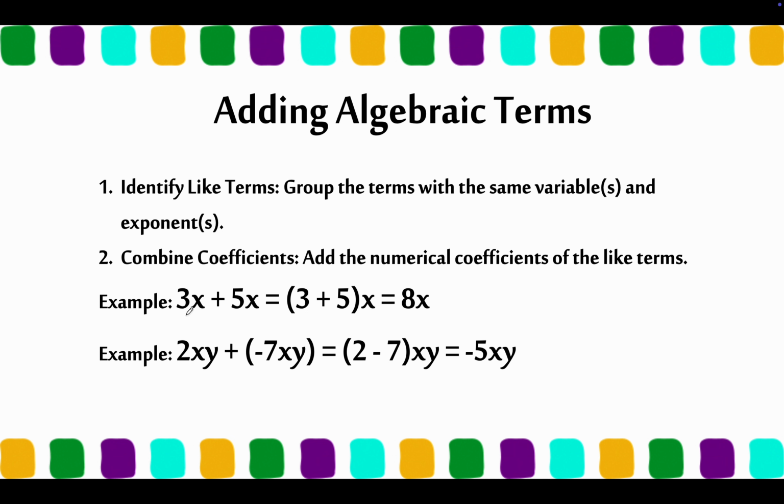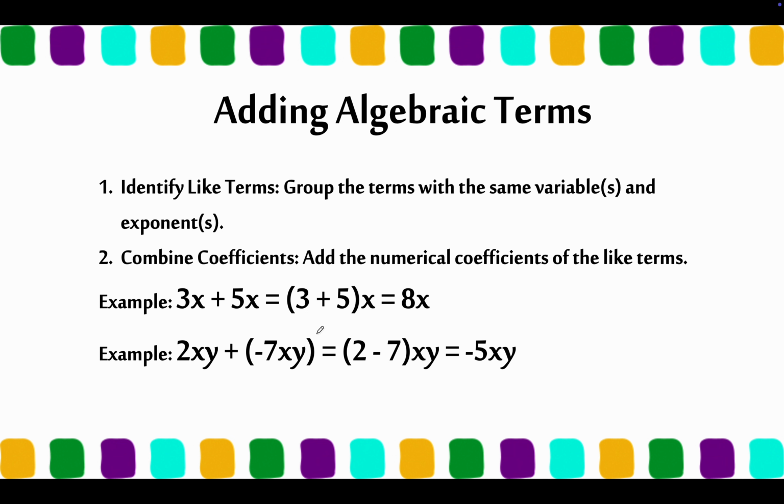So for example, we have 3x and 5x and we're adding them together. So what we do is we're adding the coefficients. So 3 and the 5 would make 8. And all we do is put back the x. So our answer here would be 8x.